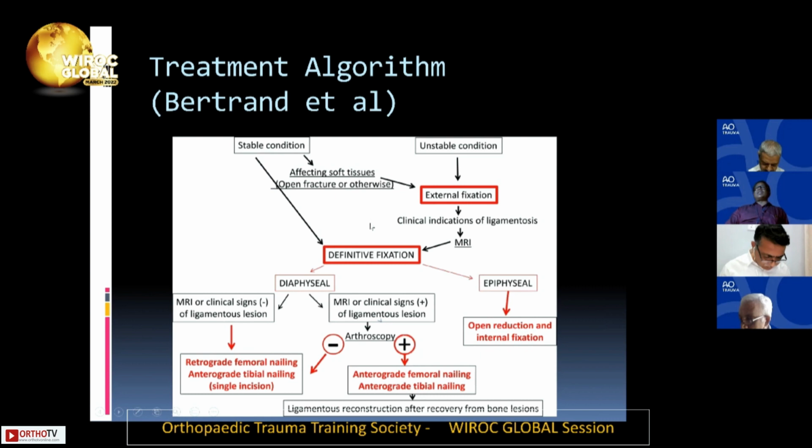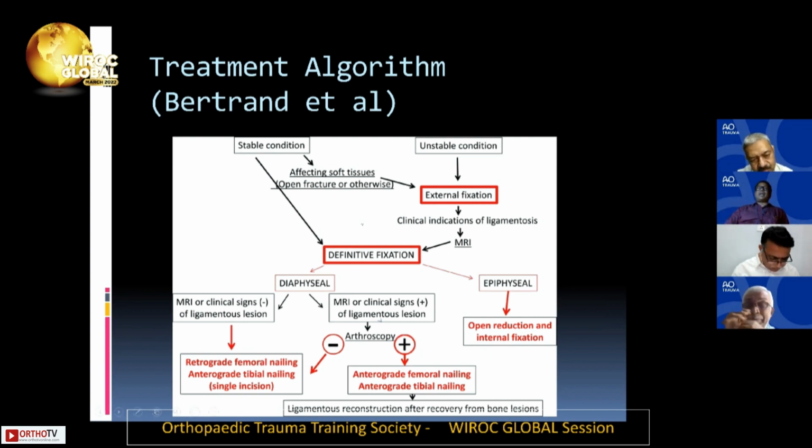Now, if the patient is in unstable condition, then, like even in bilateral femur fractures which you have seen, we do damage control orthopaedics, DCO. So do an external fixation. Then if there are clinical indications of any ligamentous injury, do an MRI, and later on go in for definitive fixation. Now, what type of definitive fixation can be done?